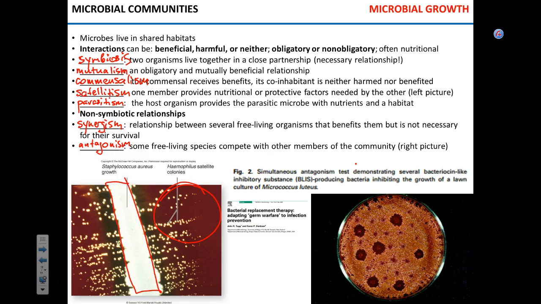Now, antagonism is when two species, two or more, obviously, fiercely compete for the environmental resources, for instance. Not just by access to these resources, but also by producing chemicals. You can see that there are bacteria here in this picture that replicate on the lawn of Micrococcus luteus, killing Micrococcus luteus, and it is killing it because it produces some sort of antibiotic.